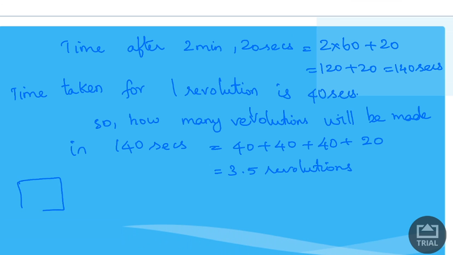After 3.5 revolutions, see A, B, C, D. One revolution is A to B, B to C, C to D and D to A. Here each side is 10 meters. So for one revolution it takes 40 seconds, for another revolution 40 seconds, for another revolution 40 seconds. And in the next 20 seconds he will complete only half a revolution. So he will reach A to B and from B to C. So he will be at C.